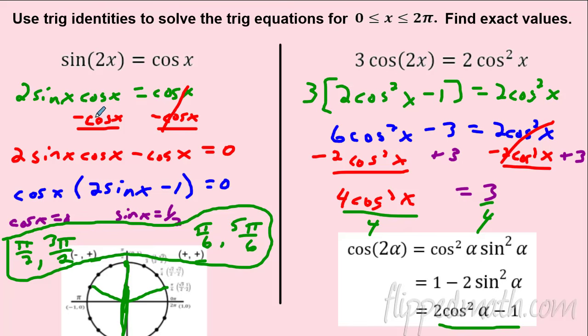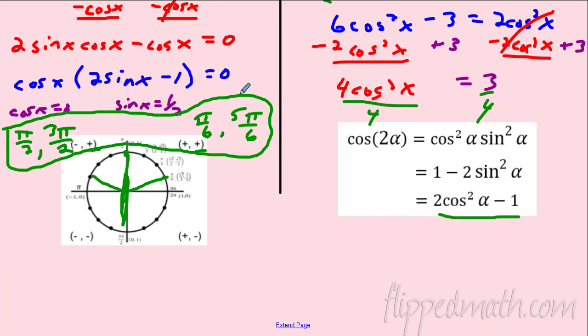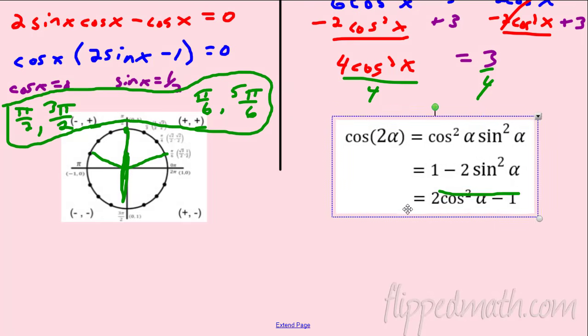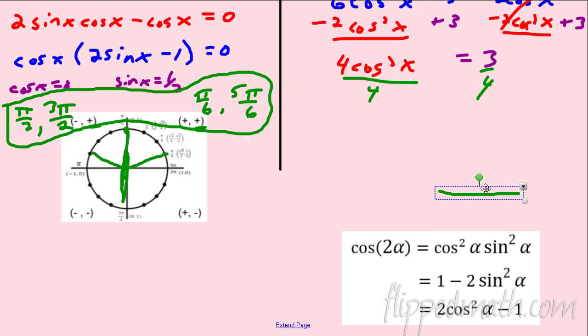I'm going to run out of room. Can we extend this page maybe? I'm going to need some more space here. Let's get this out of here. And so now what do I got to do? Let's clean this up a little bit. I'm looking at what? These cancel. And I'm looking at cosine squared x equals 3/4.